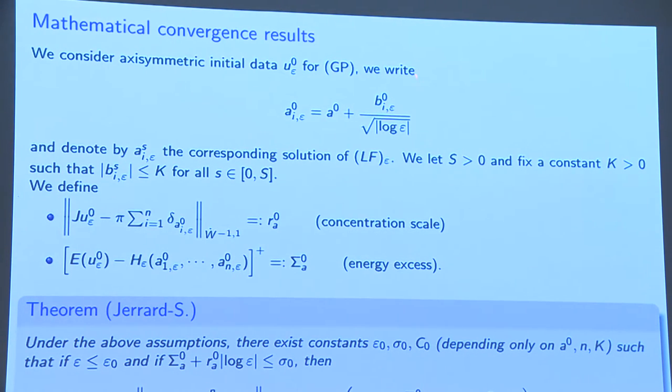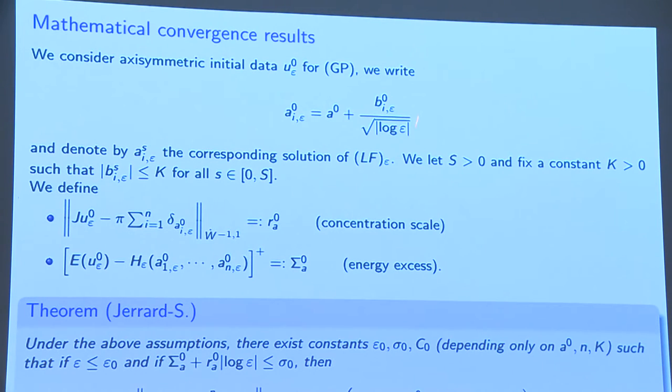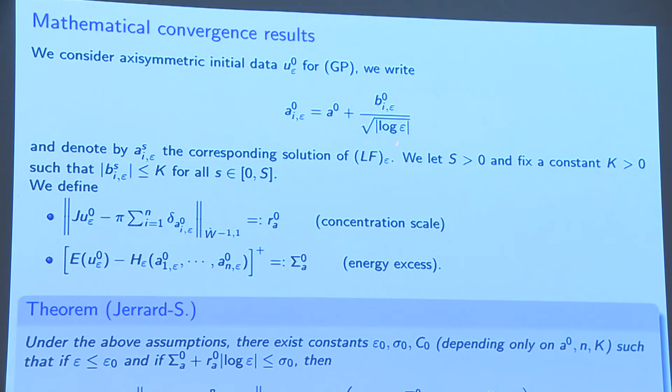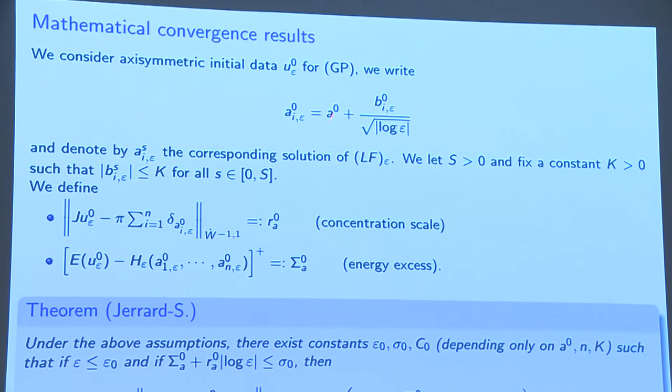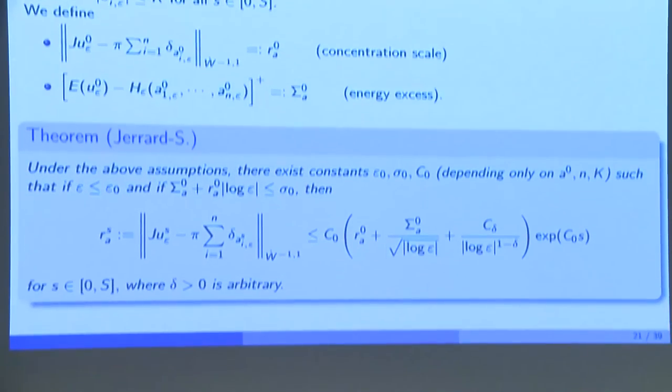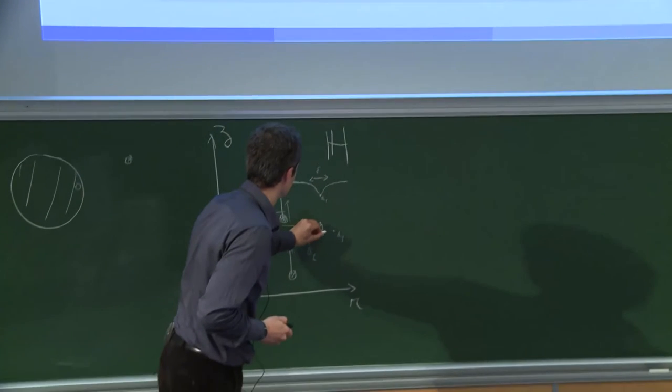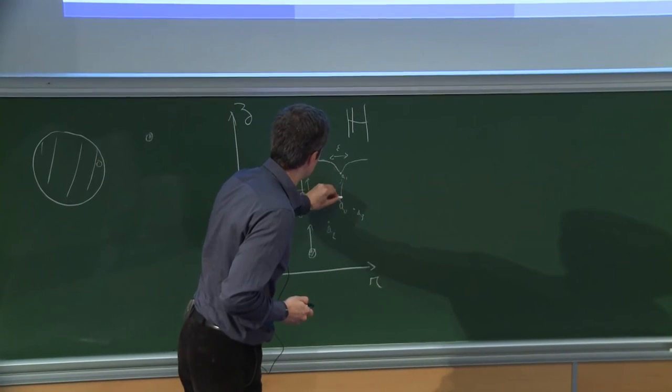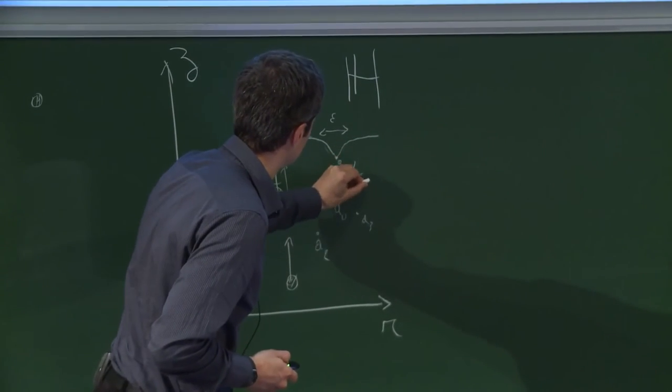Okay, so now the statement of the theorem. I claim that the right scaling to see the interaction between vortices is this one. So when vortex cores are at a distance of order 1 over square root of log. So I wrote them as a main point A0. And the distances here are of order 1 over square root of log.